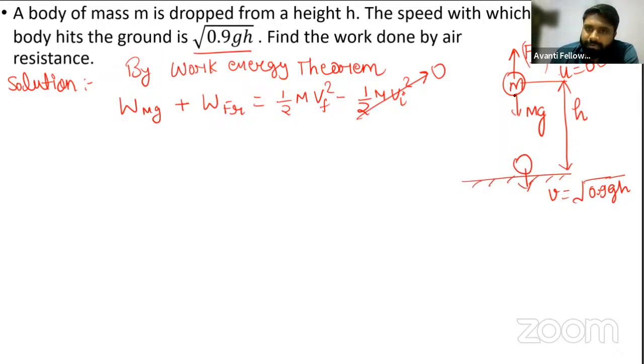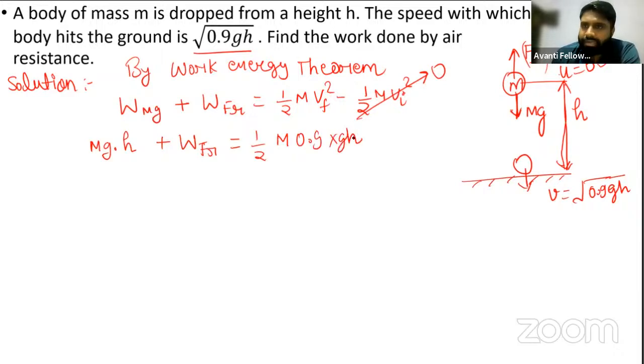Now, the work done by this mg force, since the displacement is in the direction of mg, we can take it as mg times h. And it will be a positive value, plus work done by frictional force. This is what we have to calculate. Now 1 by 2 times m, what is the value of v final? It is 0.9 times gh. This square has just vanished with the square root term.